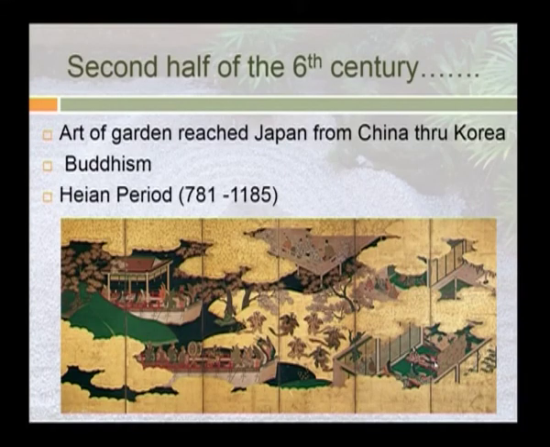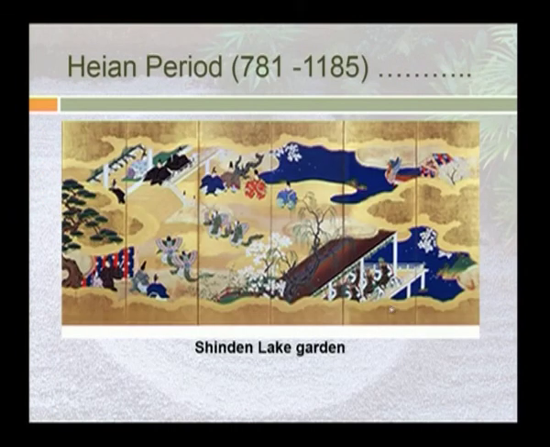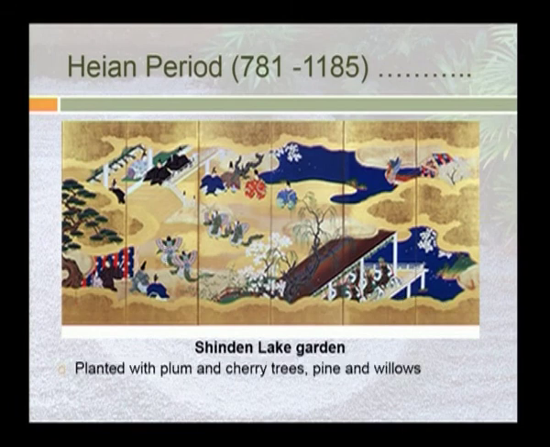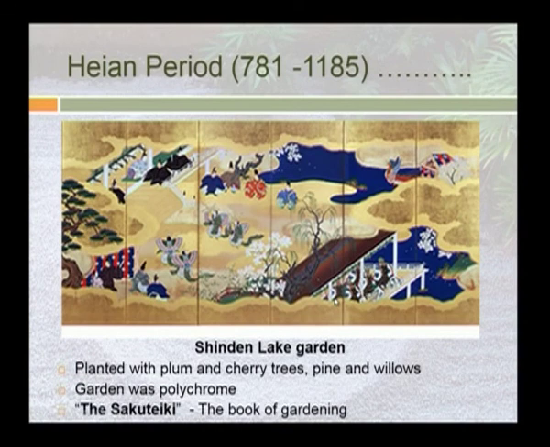As this painting denotes, different kinds of recreational activities took place in the garden, such as boating. We can also see pavilions projecting into the water bodies. Such gardens were filled with plum and cherry trees, pines and willows. So, gardens were polychrome, they were very colorful. And during this time, the book on gardening technique was written. The book was known as Sakuteki.